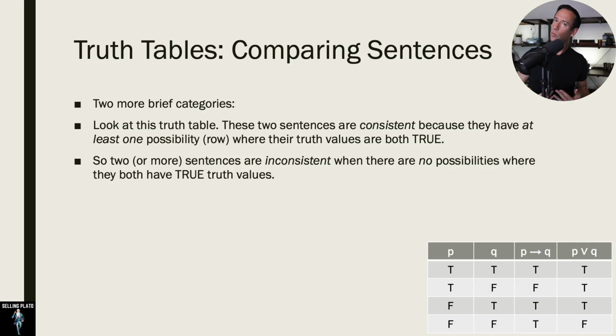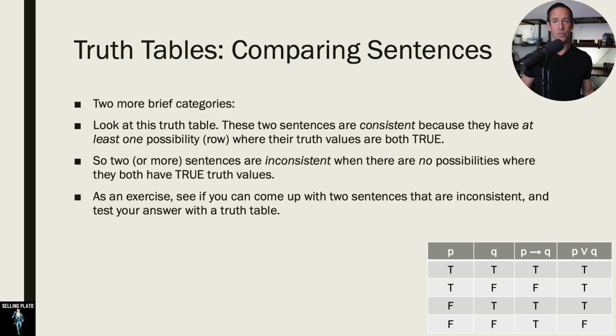There are a couple more categories that we want to use when we're comparing and evaluating multiple sentences. As an exercise, see if you can come up with two logical sentences, as complex or as simple as you want, that are inconsistent, and then try to test your answer with a truth table. So there's an exercise for you. See if you can do that. Really what I want to emphasize here is to remember the conditions for two sentences being consistent and likewise for two sentences being inconsistent. We learned a lot of categories here that we can apply to multiple sentences and evaluate them, to see if they fulfill any categories that we've learned so far.